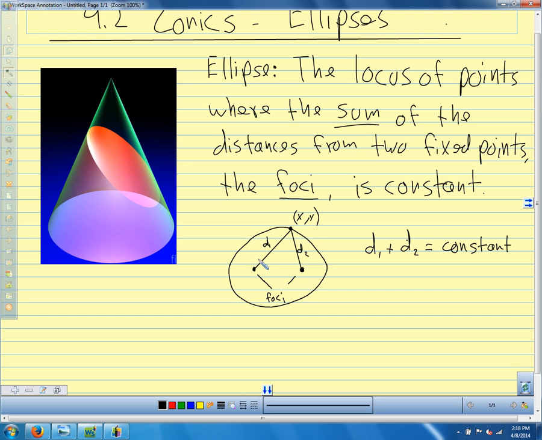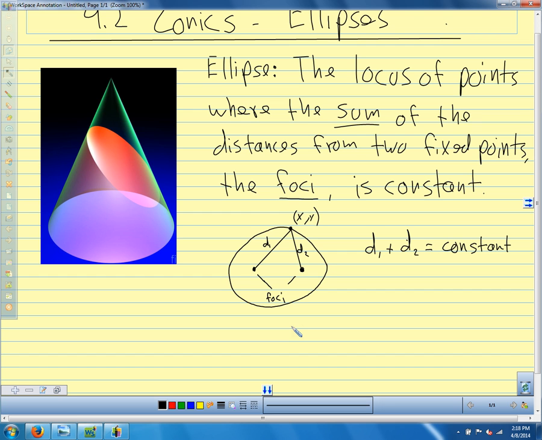What we would do is use the distance formula and have the sum of these two distances be constant, and we come up with our equations. We'll talk about the equations in just a second, but I want to talk about all the parts of the ellipse first. So everybody good with our definition?